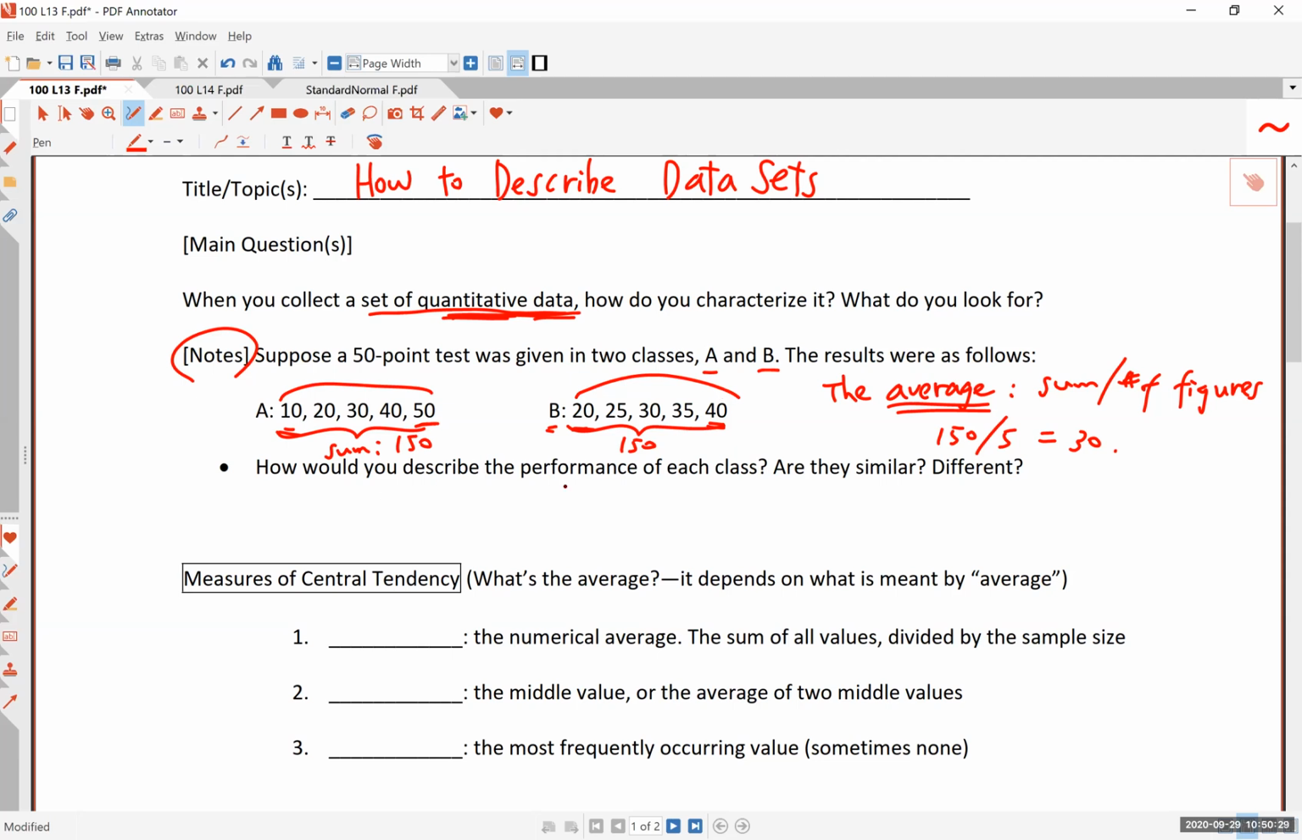How do you describe the performance of each class or each section? You can say that they have the same average.